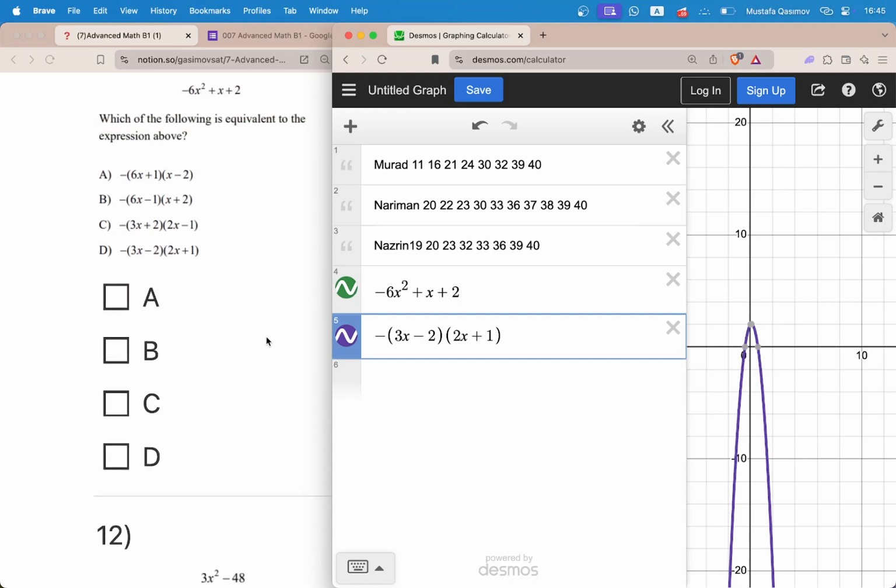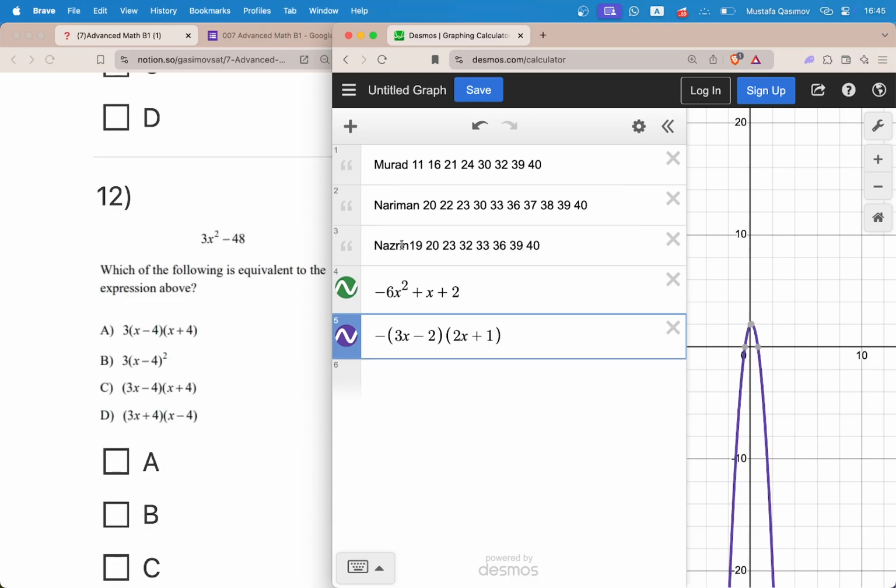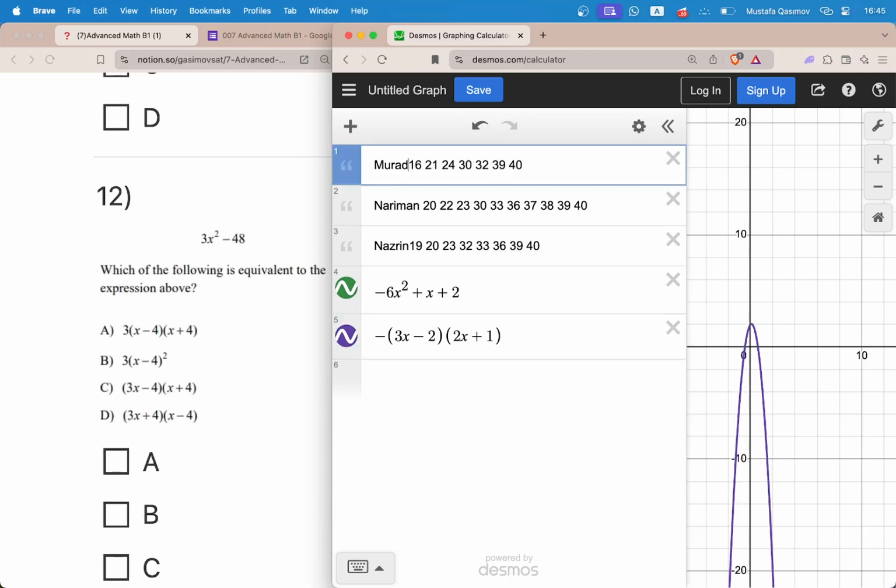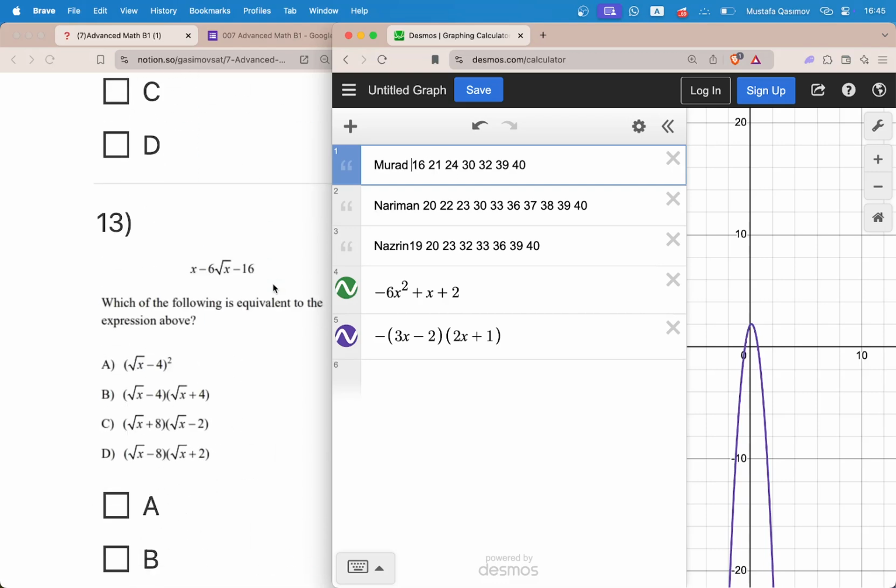Yes. Use just decimals. It is enough. Next one is 16.